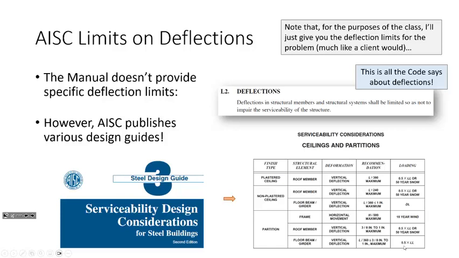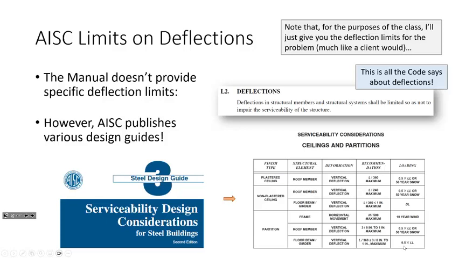It's one thing that I kind of wish that AISC would just put some deflection limits in the manual, but I also understand why they don't. The main reason that they don't is that it gives you and your client some flexibility. Like if the client wants the deflection limits to be such and such, then the client can specify that.